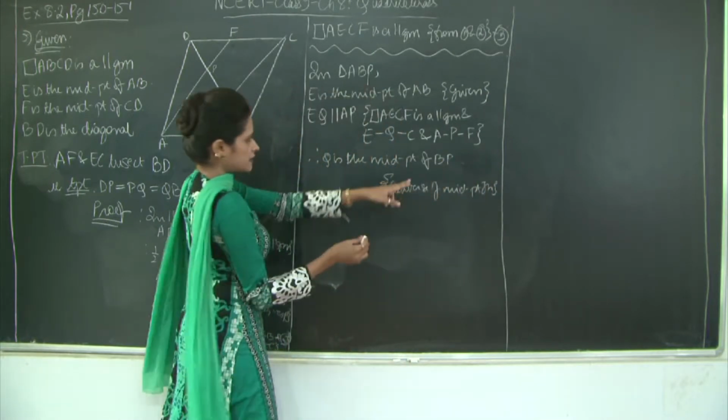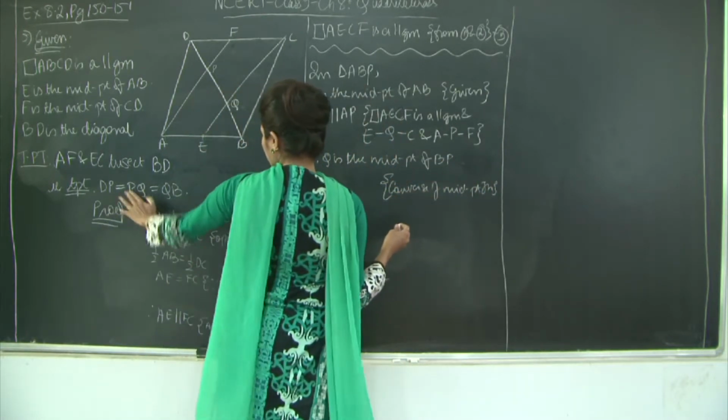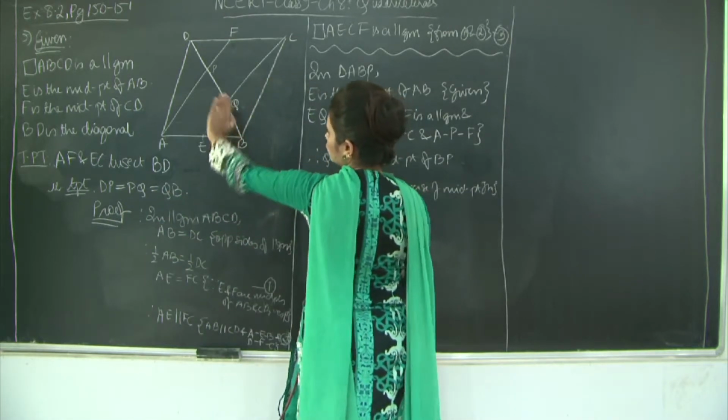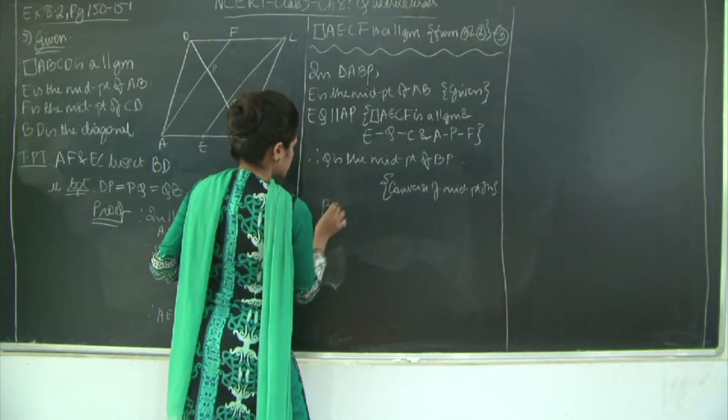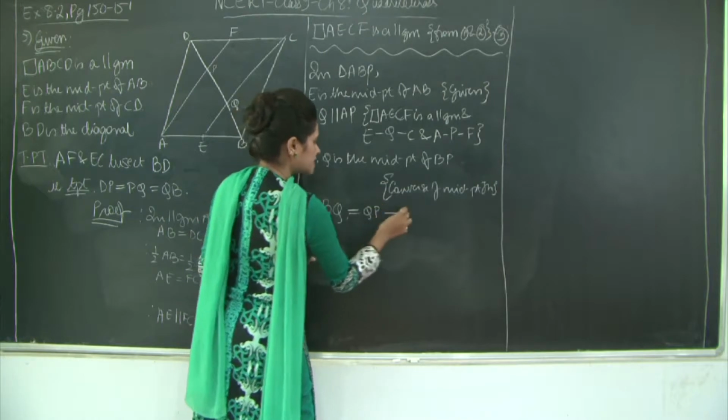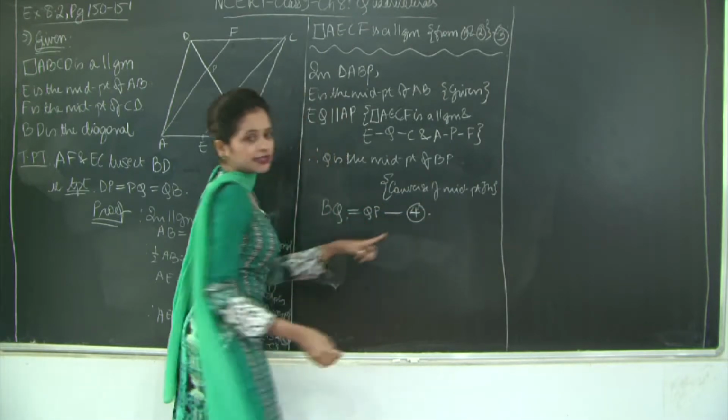So let's not mark this as 4 because we need to prove that DP is equal to PQ, which is equal to QB. So we'll say BQ is equal to QP for now because Q is the midpoint. So BQ is equal to QP, and let's mark this as 4 because we might need this for reference.